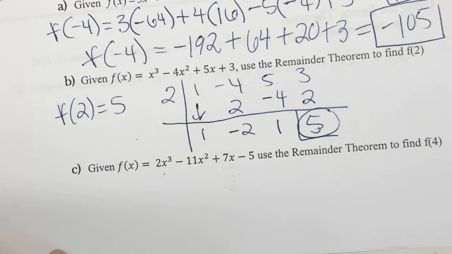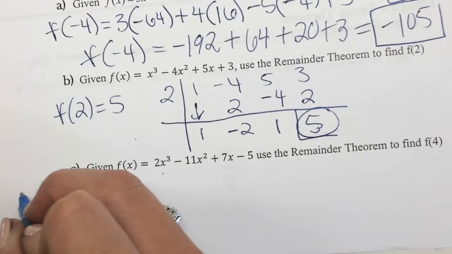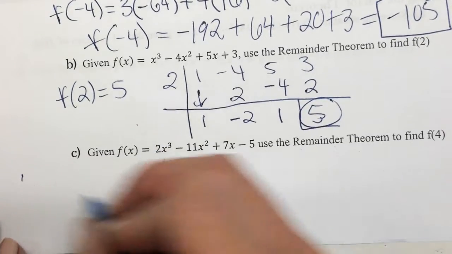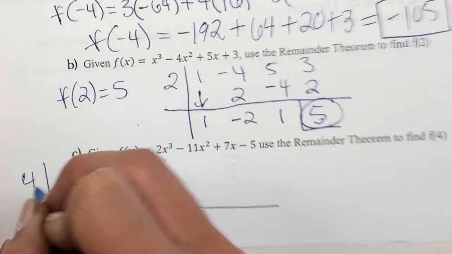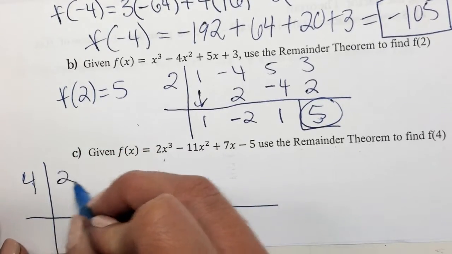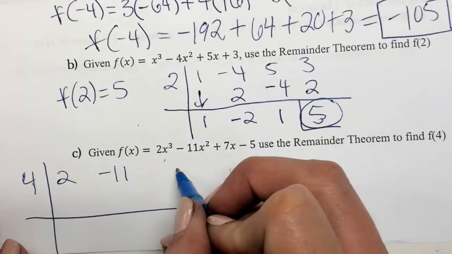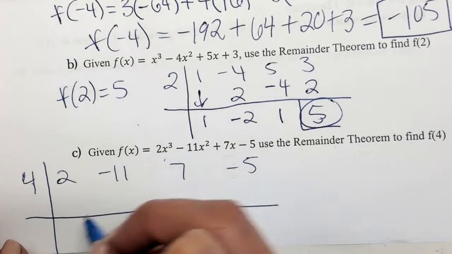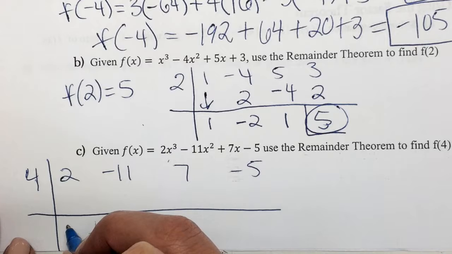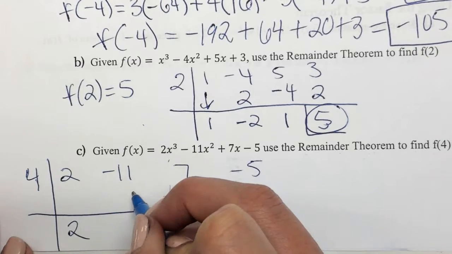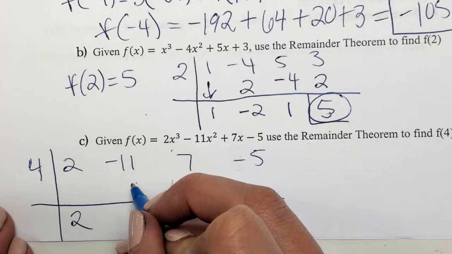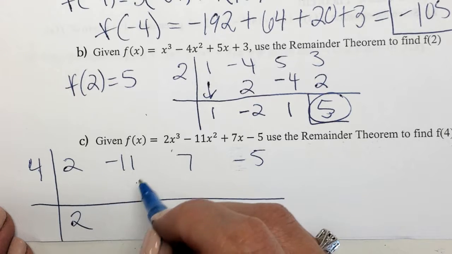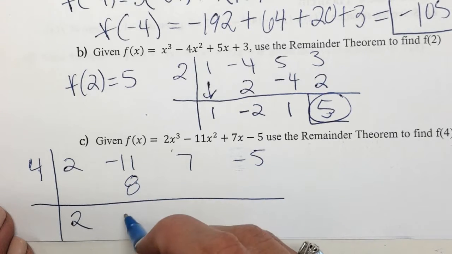Alright, so Brandon, tell me the number I could put on the outside doing synthetic. Number 4. Good. Jalen, tell me all my coefficients to put. 2, -11, 7, and -5. Alright, Miles, right here. 2. Darian, -3. Where'd you get that? 8. Right here. 8, and then -3, right?